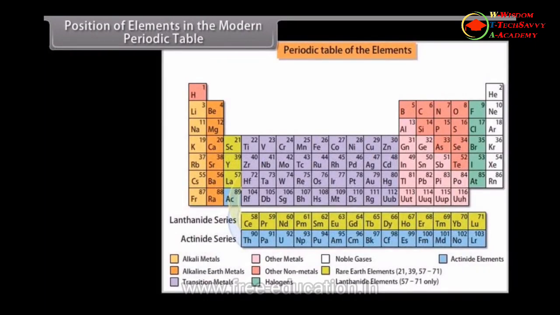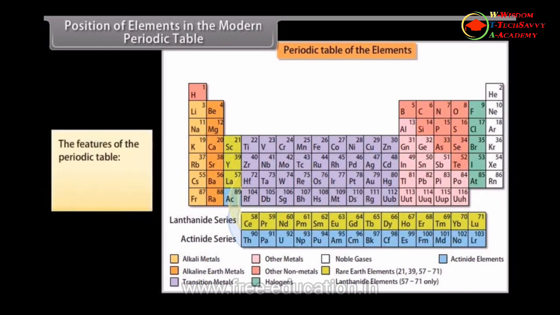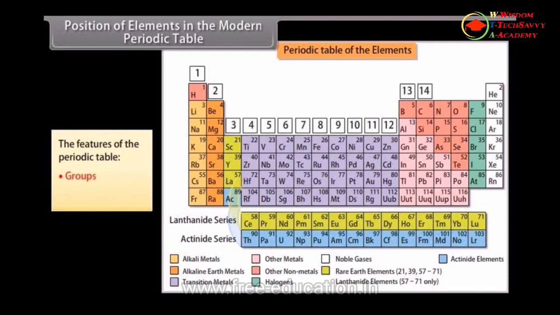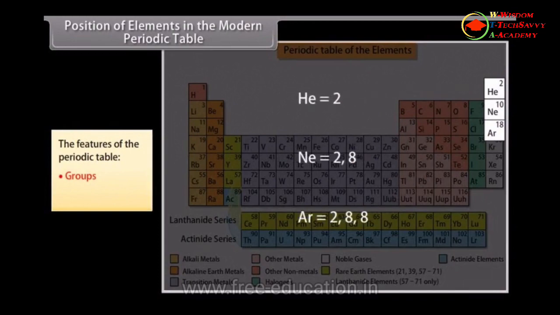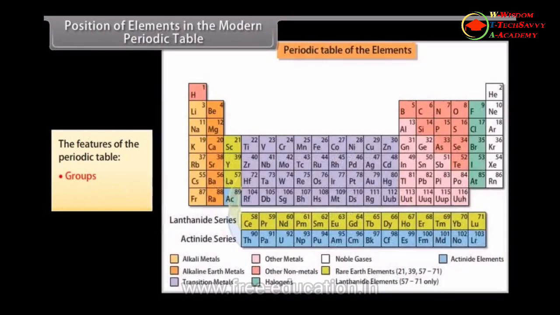Position of elements in the modern periodic table. The most commonly used periodic table is the long form of the modern periodic table. Let us look at some features of the periodic table. Groups. The periodic table has 18 columns. These columns are called groups. The extreme left elements of the group contain alkali elements, and the extreme right elements contain noble gases. All elements in the group have similar electronic configurations and have the same number of valence electrons.